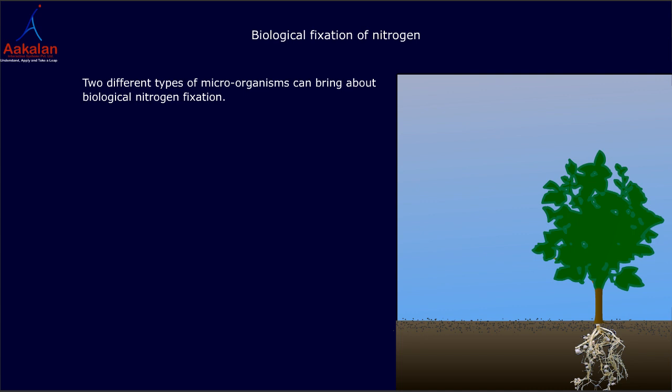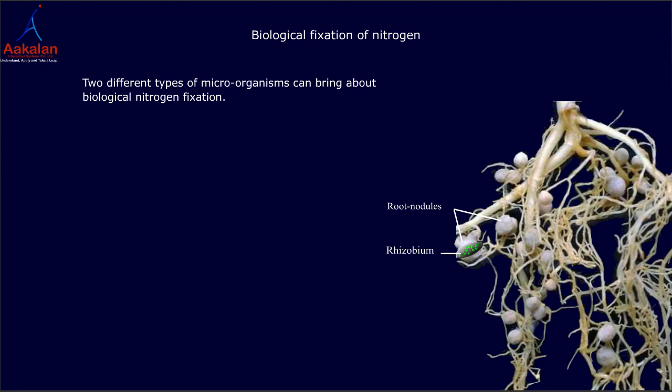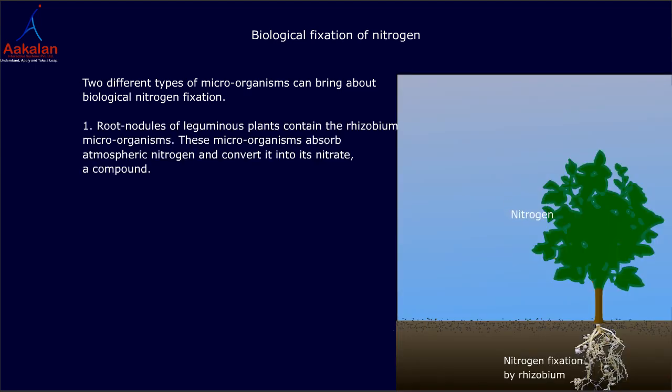Biological fixation of nitrogen. Two different types of microorganisms can bring about biological nitrogen fixation. Root nodules of leguminous plants contain the Rhizobium microorganisms. These microorganisms absorb atmospheric nitrogen and convert it into nitrate, a compound.